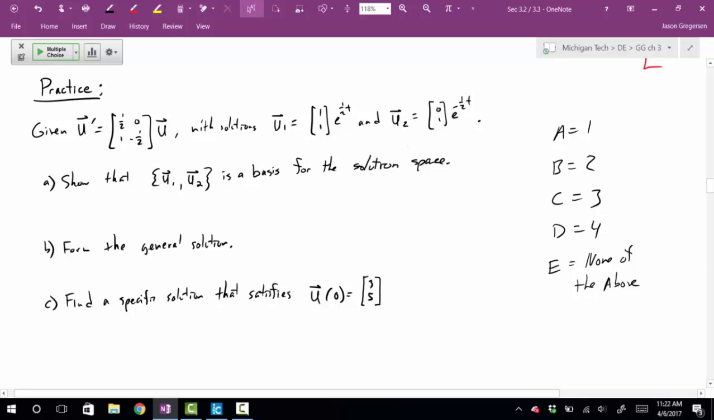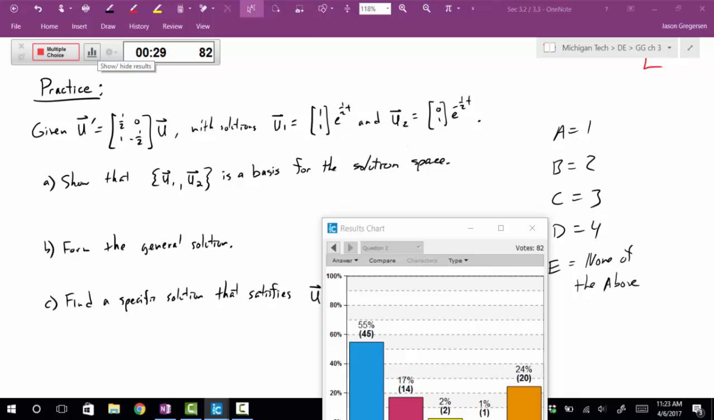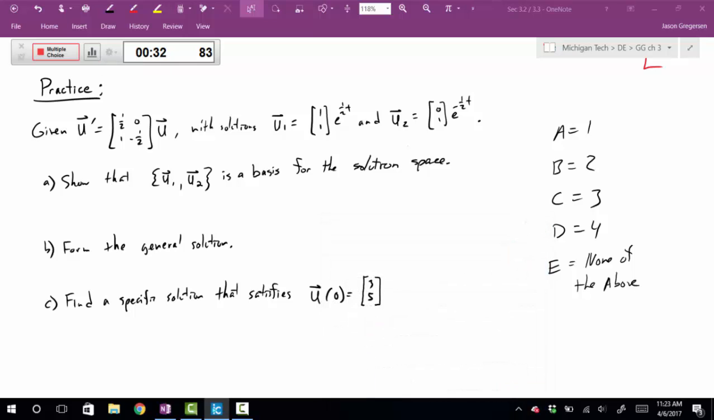The first question I'm going to ask is, to show they're linearly independent, you've got to calculate the Wronskian. What is the value of the Wronskian? 1, 2, 3, 4, none of the above. A little bit mixed, mostly 1. 1 is correct. Let's go through the calculations though, since we're only about 50% there.